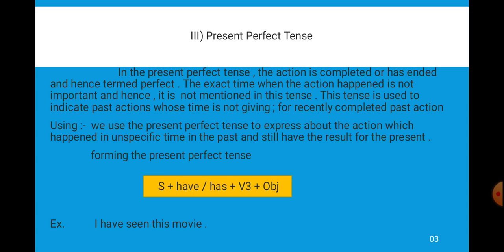For a recently completed past action, we use the present perfect tense to express an action which happened at an unspecific time in the past and still has a result for the present. Forming the present perfect tense: subject plus have or has plus verb third form plus object. For example, I have seen this movie.